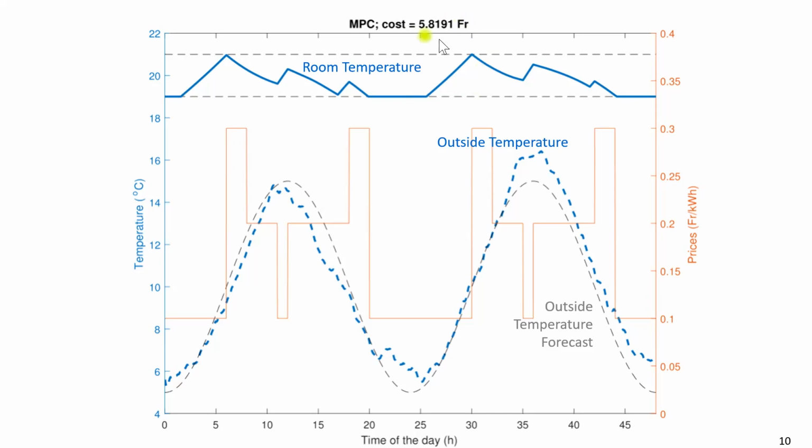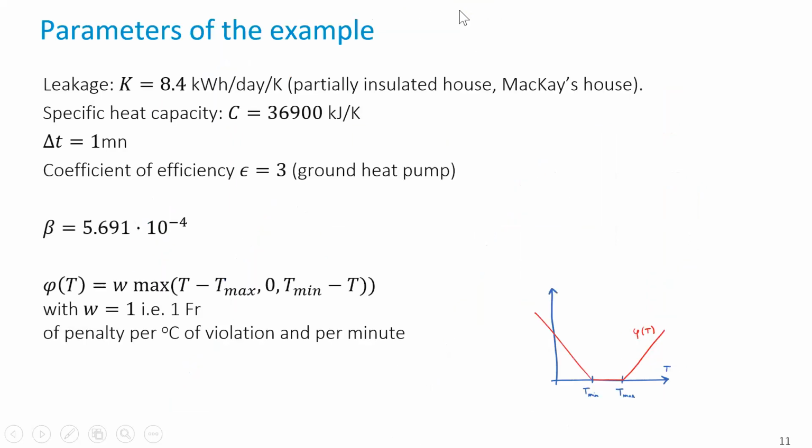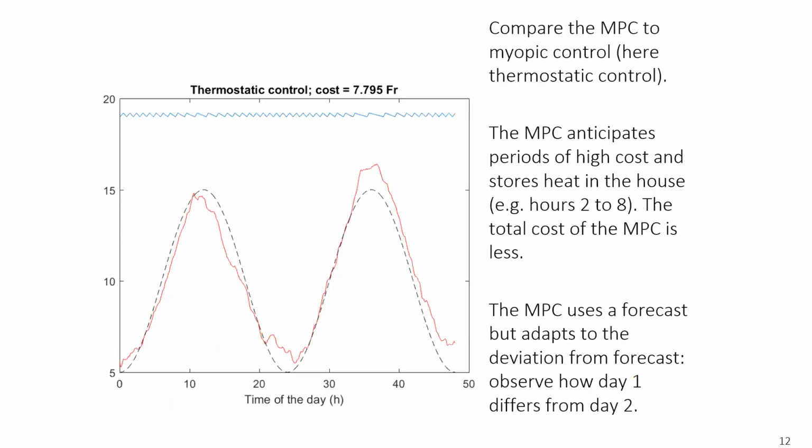That's the price that we paid for 1 day, 5.8 francs. If I compare to what you would do if you don't have an MPC in the same setting, you would put a thermostatic control. What is a thermostatic control? Well, a thermostat is something that has a comfort zone, typically a much smaller comfort zone. So here it's between 19 and 19.5 degrees, and it will heat the house until it hits the upper bound of what is called the dead band. Then it will stop heating, etc.